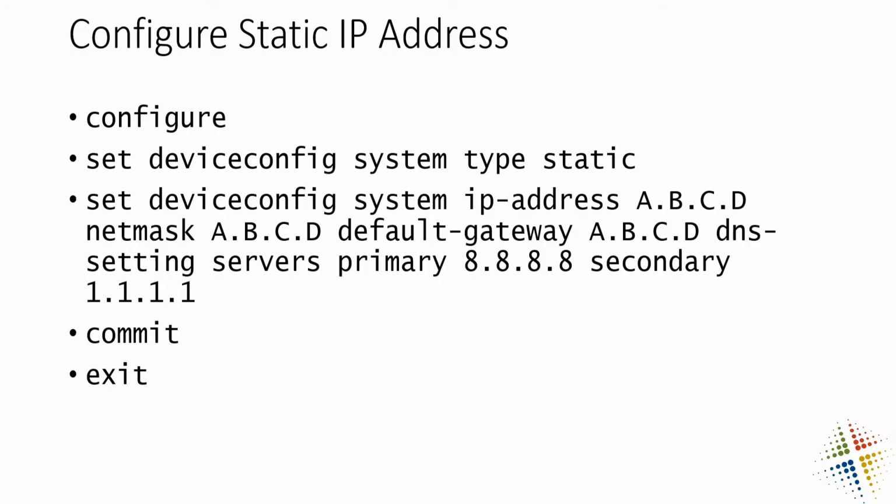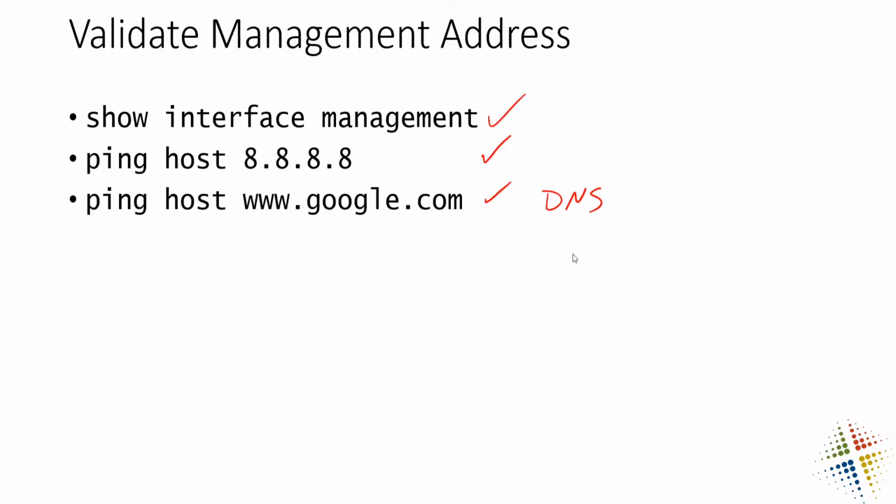In order to test out the configuration, I will skip ahead a couple of slides here, and we have our ways to validate the management IP addresses. I always start off with this very first command right here, show interface management. Basically, that shows the configuration that is on the management interface. That helps me confirm that the changes I typed are the ones that have actually been committed.